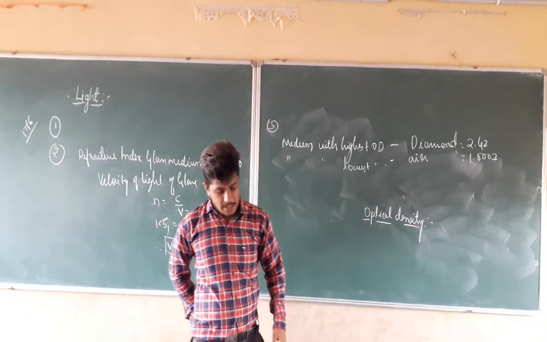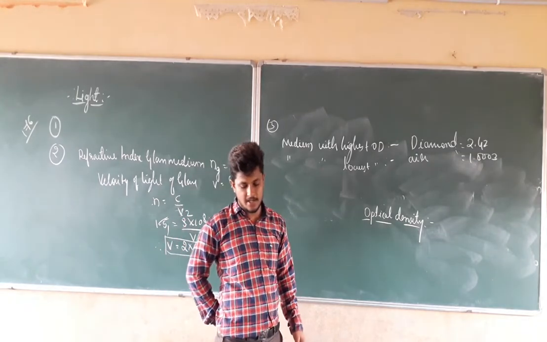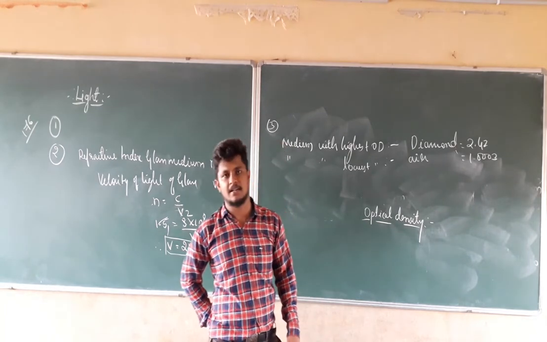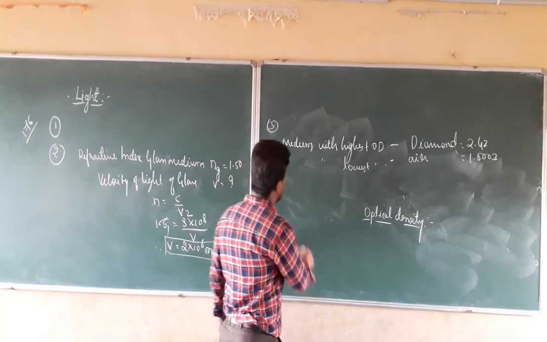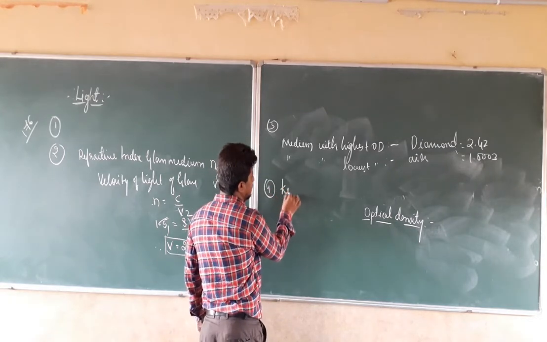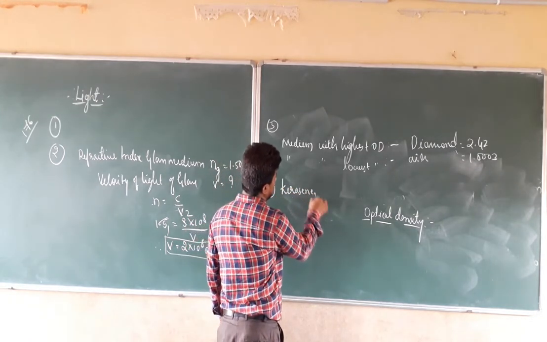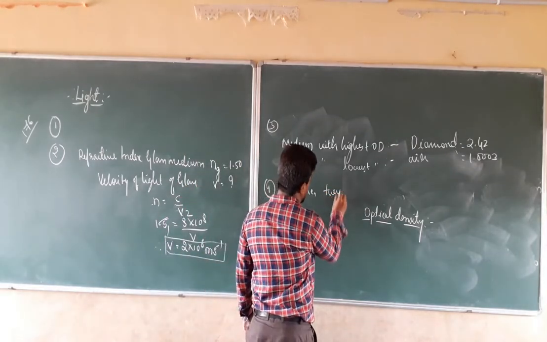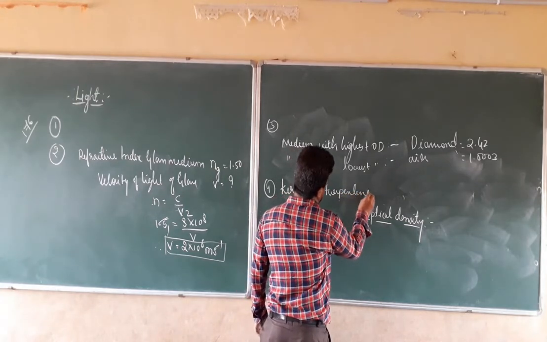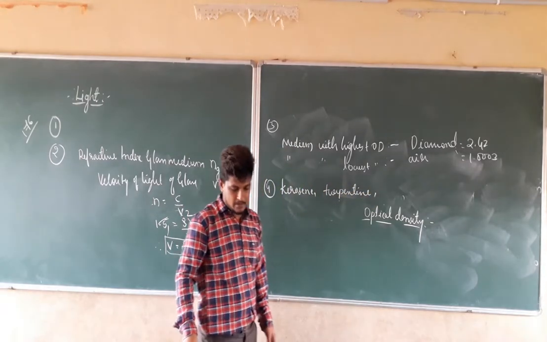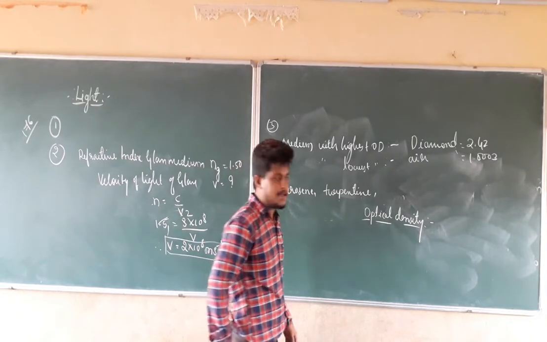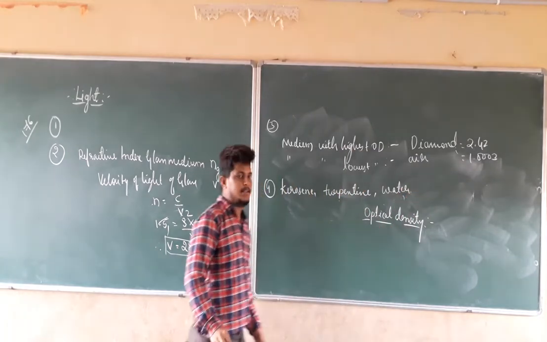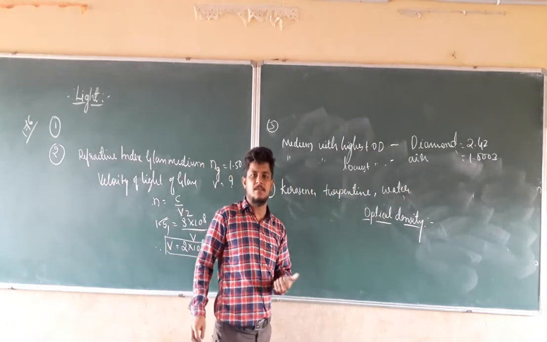Fourth question. You are given kerosene, turpentine and water. In which of these does the light travel fastest? Use the information given in table 10.3. They are given three mediums: first kerosene, second turpentine oil, and third water. And they asked in which of these three mediums the speed of light will be maximum.